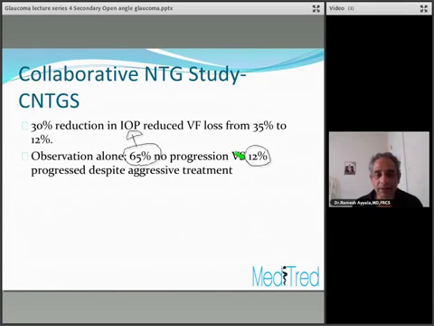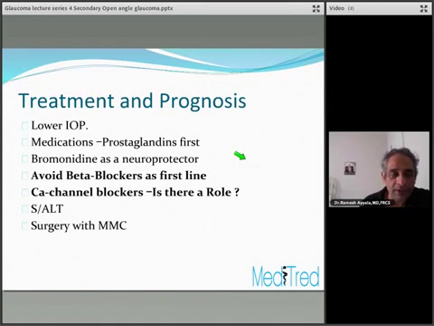Like I mentioned before, a small percentage of patients will continue to progress in spite of adequate intraocular pressure reduction, and at this point we don't have a treatment that we can offer to these patients. So for the treatment and prognosis of patients with normal tension glaucoma, lower the intraocular pressure, and that's the only thing that we can offer to these patients at this point, once you confirm that these patients do not have other etiologies.